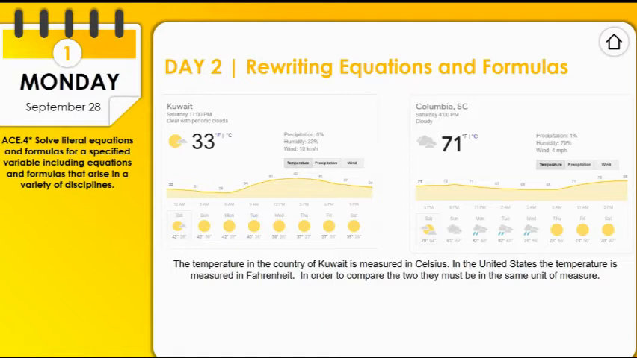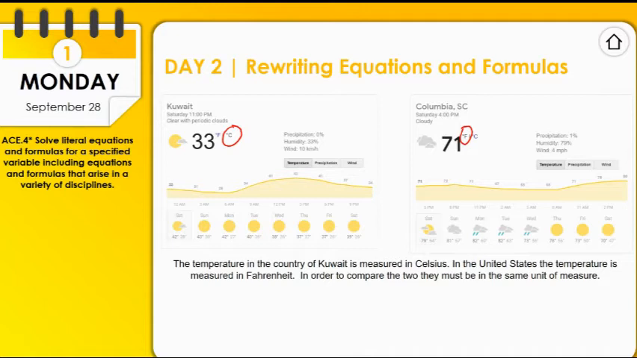Rewriting equations and formulas. So what we have is a comparison of temperatures between two separate locations. So we have the country of Kuwait, which is a place that Mr. Clayton has visited several times in my military career. And the temperature in Kuwait on Saturday at 11 p.m. was 33 degrees. However, the temperature there was in Celsius. The temperature in Columbia, South Carolina on Saturday at 4 p.m. was 71 degrees Fahrenheit.